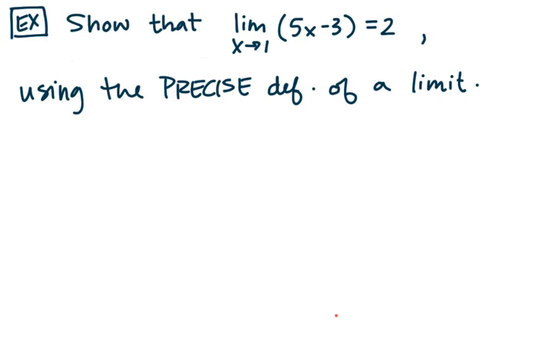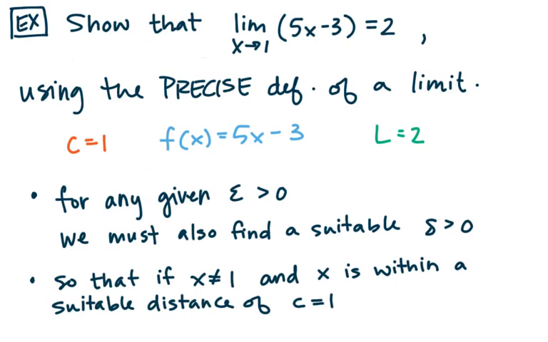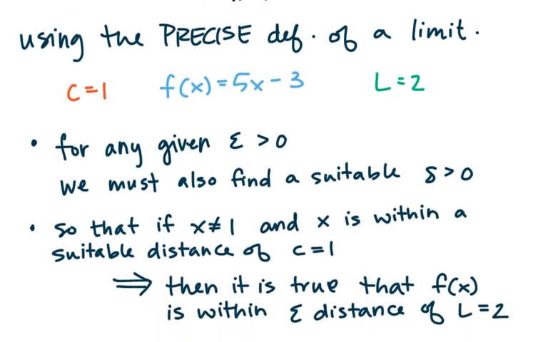So in this case, my c value is equal to 1. My function is 5x minus 3. And my limit value is 2. So these are the things we know. And what our precise definition says is that for any given positive epsilon, we must also find a suitable positive delta. And we need to do this so that if x is not equal to 1, and x is within a suitable distance of c equals 1, so that suitable horizontal distance is my delta, then we would know it is true that the function is within epsilon, my small vertical prescribed error, distance of that limit, L equals 2.